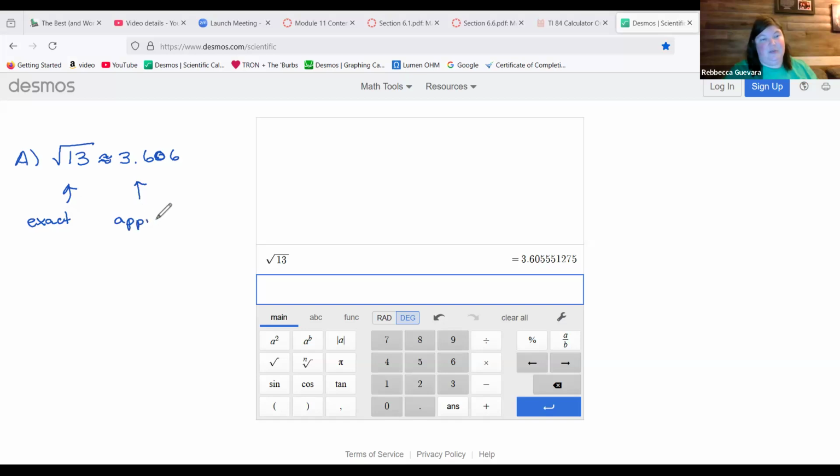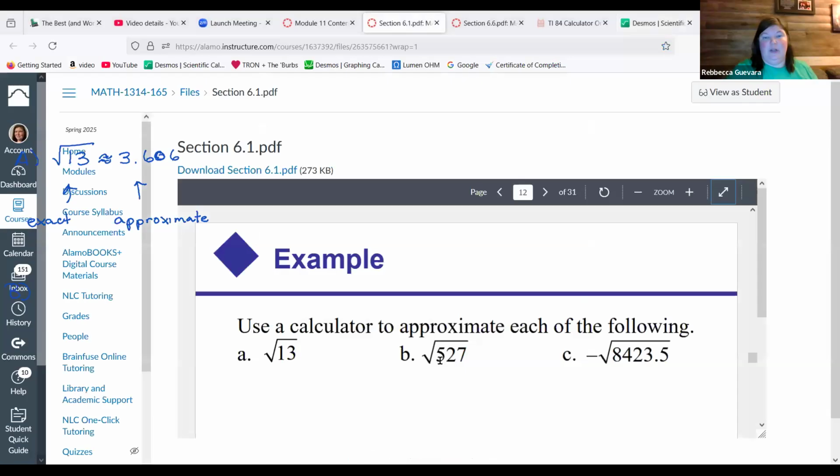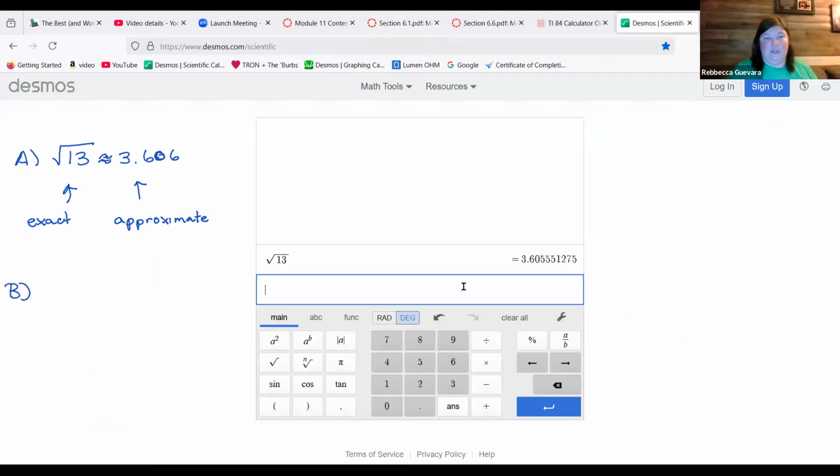So sometimes with certain problems, we just leave square roots as square roots because this is an exact answer, that's square root of 13, where this is an approximation. We also want the square root of 527. So we hit that square root and we put in 527. So square root of 527 is going to be 22.956. We round to 3 decimal places. Like I said, that's an approximation, so we need to make a little approximation symbol.